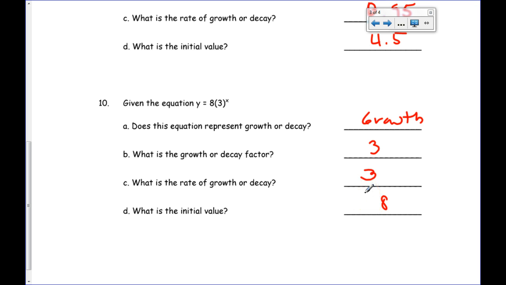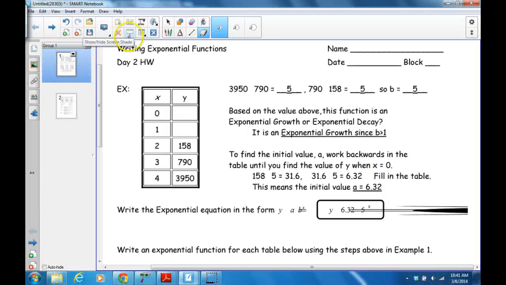I got a little bit more to talk about here. So, okay, this is your homework page. And one of the things that I wanted to point out is that you will be given tables, and you need to figure out from the table how to write your equation. So the way to do that is you need to take your last value and divide it by the one in front of it. So that would be 3950 divided by 790. And the answer of that is 5. It's got a rate of 5. And you want to check that to see that it's even for each one.